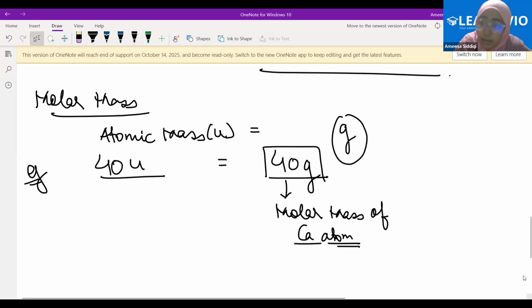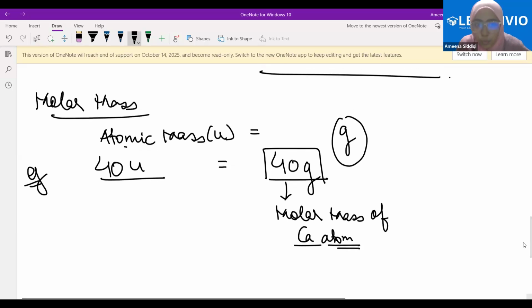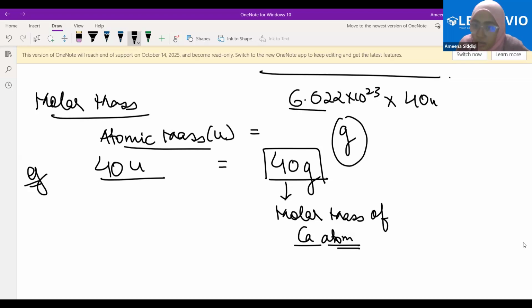We did 6.022 into 10 to the power 23, right? Over here. Where does that come from? See, if I have to know the molar mass, I will have to multiply this value into the mass of 1 calcium atom, that was 40. After this calculation, we will get the same value, that is 40, but with a different unit, through calculations and assumptions. The value of this will be equal to 40 grams only. Is it clear?